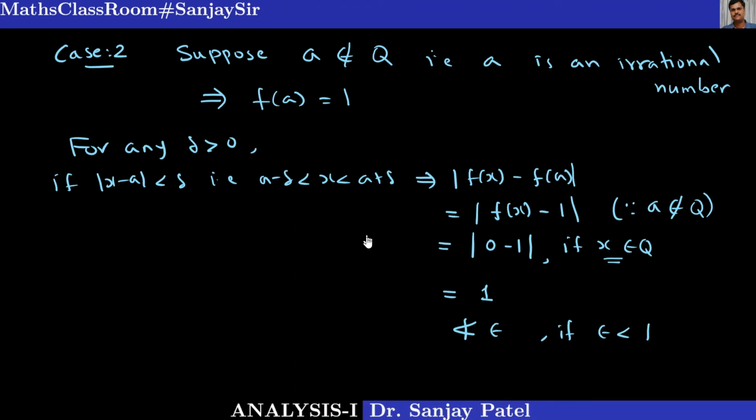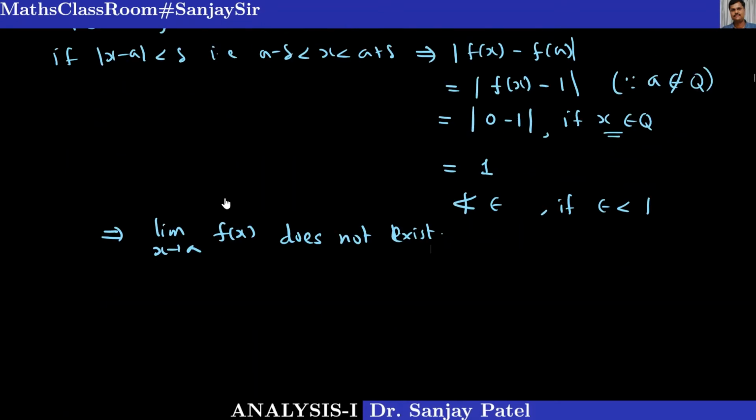So this discussion in the same manner suggests that if epsilon less than 1 is given, then whatever delta I choose, I can always find some x between a minus delta and a plus delta for which |f(x) minus f(a)| is not less than that given epsilon. So again the same conclusion, that the limit as x tends to a of f(x) does not exist. And not only that, in the same manner I can say the left limit and right limit also do not exist. Okay, so in fact, let me write.